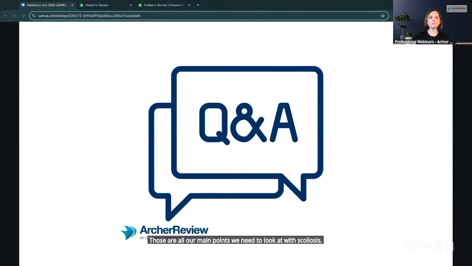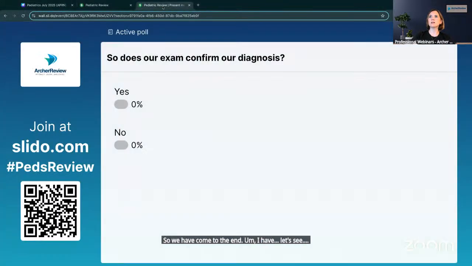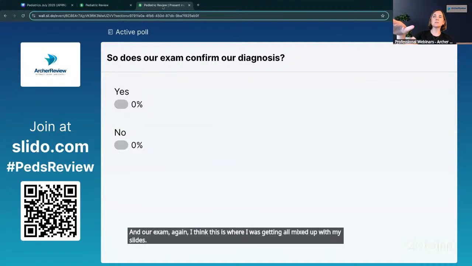So we have come to the end. Let's see. And our exam, again, I think this is where I was getting all mixed up with my slides, but our exam does not confirm diagnosis of scoliosis. You've got to get your x-ray to confirm.